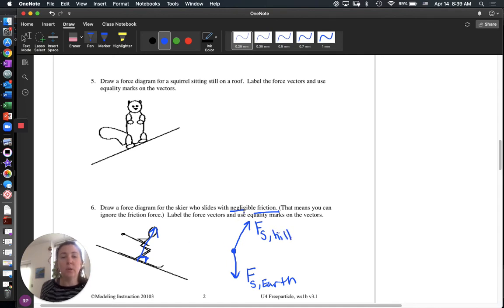Okay, so if there was friction, that friction would slow it down, or that friction would be in the opposite direction of motion, up the hill, but there is no friction. And so these are the only forces that we have. So when you think about the squirrel, it's going to be a little bit backwards because the hill is at a different angle.